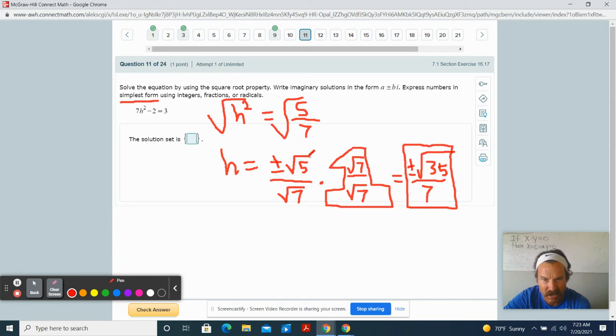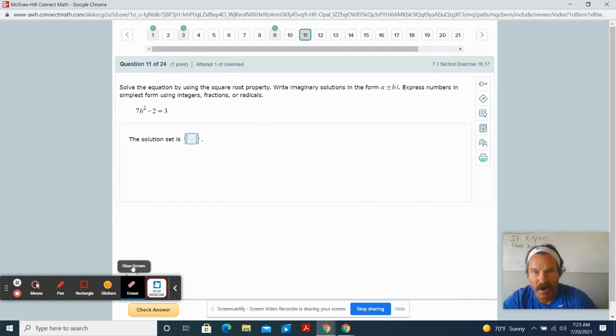Okay, just make sure you do not leave your answer like this because of the square root in the bottom. Okay, so that is the square root property problems.